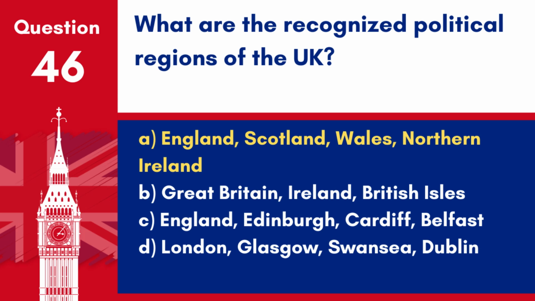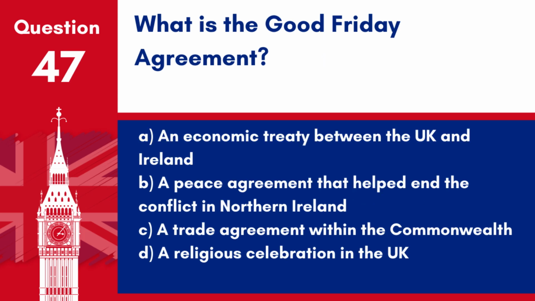The United Kingdom is politically divided into 4 recognised regions: England, Scotland, Wales, and Northern Ireland, each with varying degrees of legislative autonomy. Question 47. What is the Good Friday Agreement?